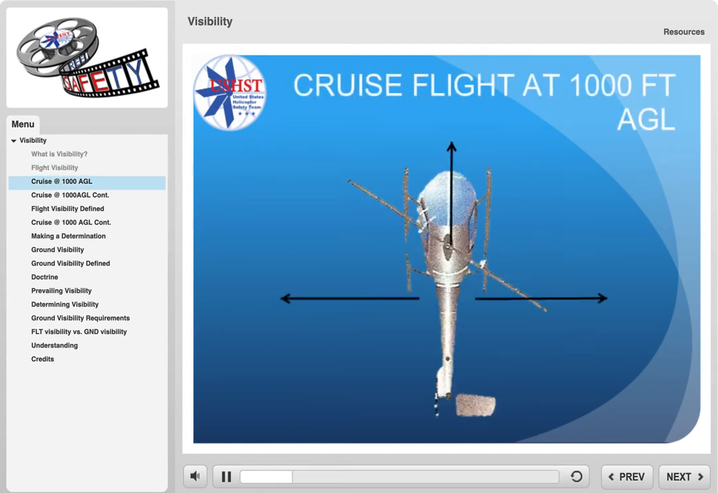For example, if you are in cruise flight at 1,000 feet AGL, you look out the right door and estimate you can see 5 miles. Then you look over the instrument panel in front of you and estimate 3 miles. But when you look to the left, the weather is deteriorating and you can only see 1 mile. What is your flight visibility?